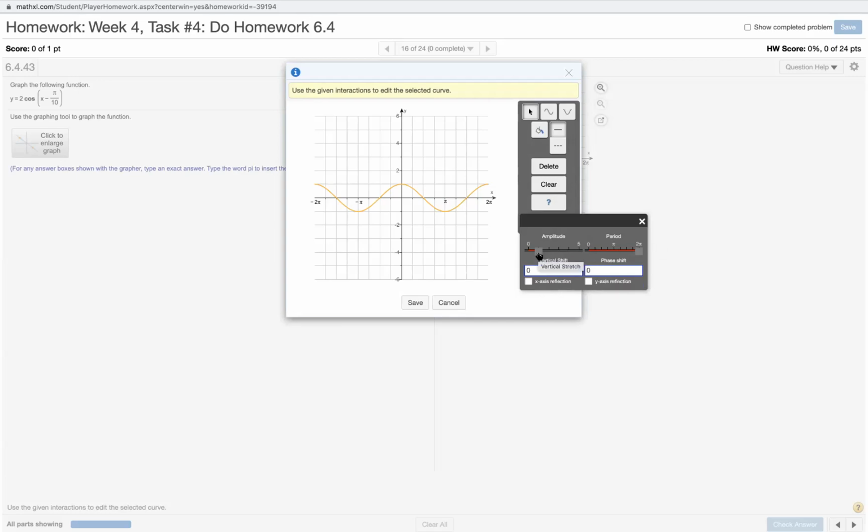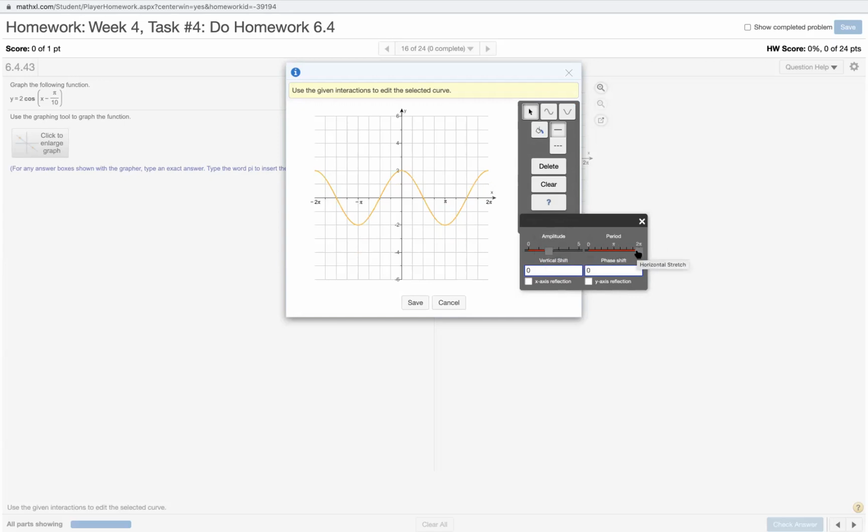So for my amplitude, the default is 1. Now I have 2. I've got to move it over to 2. Just make sure it says 2 in the little window there. I'm clicking and dragging, right? Okay, so I got my amplitude correct.